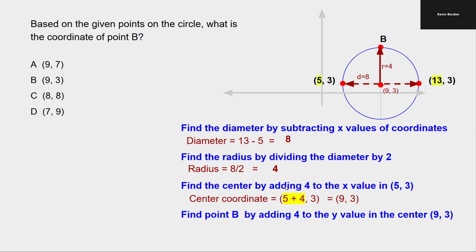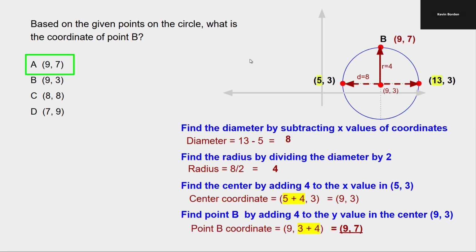That is our center coordinate, and we are one step away from knowing the coordinate for point B. We're going to find that by adding 4, our radius again, to the y value, because point B is directly above the center. That means that the x value will be the same, but the y value will be 4 more. The point B coordinate is going to be 9, 3 plus 4, or 9, 7. And there it is plotted on our circle. We look over at our multiple choice answers, and there is our answer A, 9, 7.